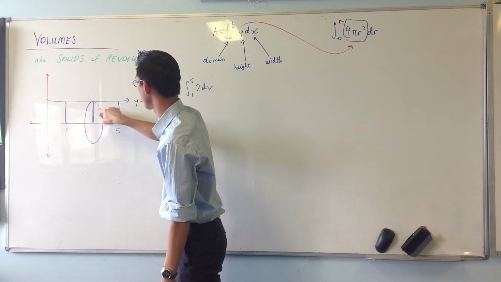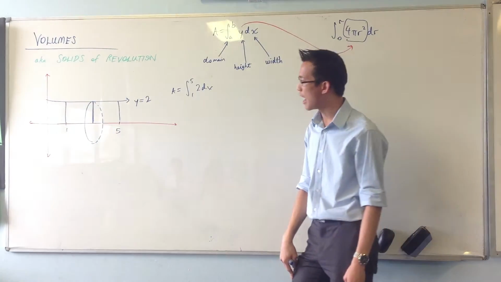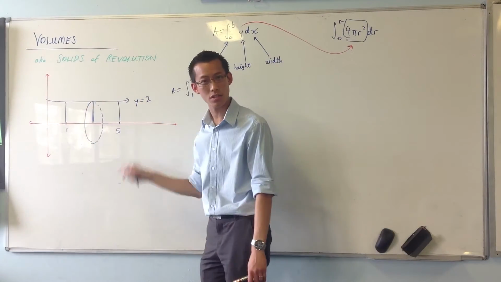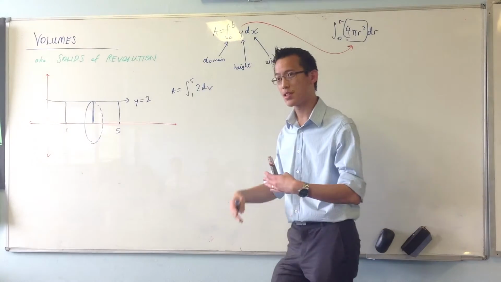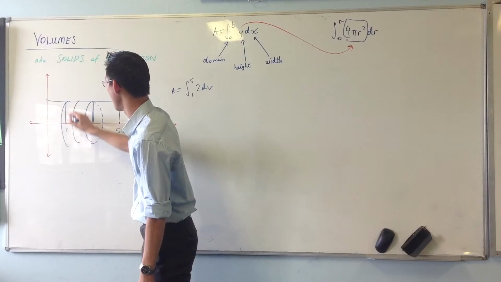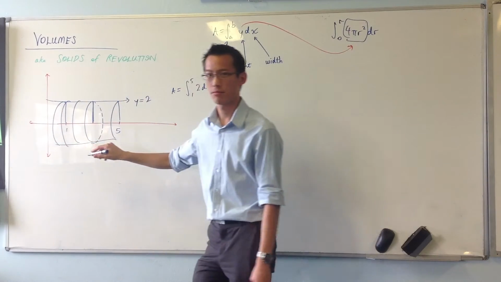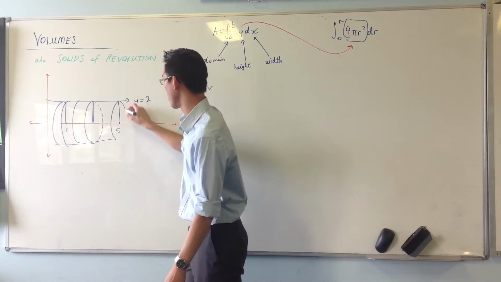Maybe I should do that sort of. Okay? So I've taken that, I've made it a radius, and now I've got a circle. Now, what happens if I get a whole bunch of those? I've got one here, and one here, and so on. What kind of shape am I going to get? A cylinder. This is a cylinder, right?